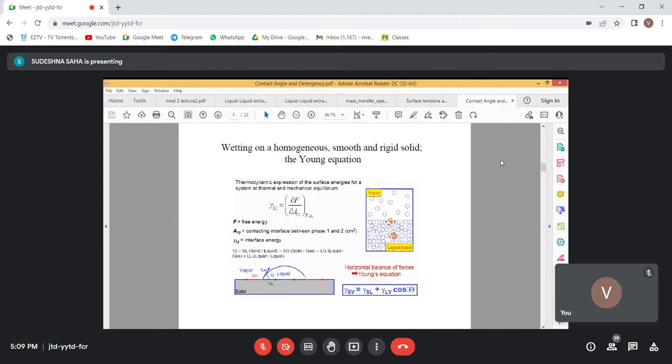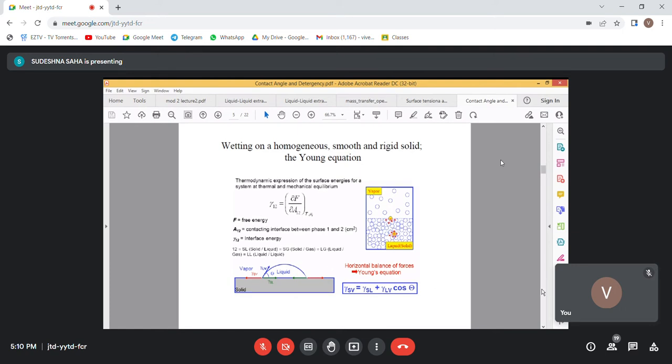So if you just know the contact angle, by using different liquids on top of a solid surface, either you can measure the surface energy of the solid or vice versa. You can use a certain liquid, and if you want to find out the surface tension, you can use several solids with known surface energy, and you will obtain the surface tension of the liquid. How to do that, I will just tell you.